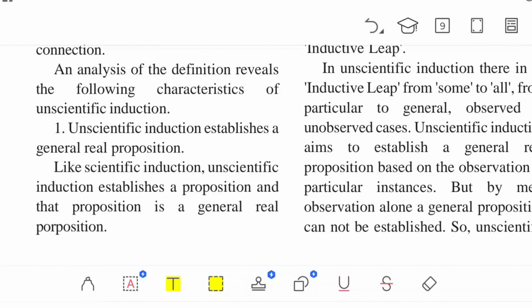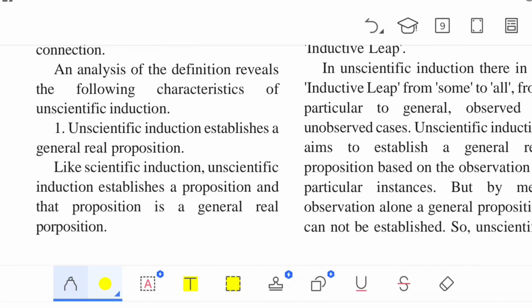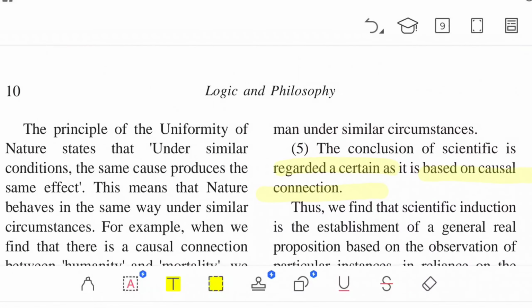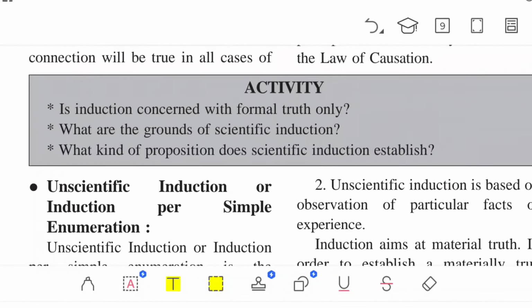And if we look at its characteristics, then unscientific induction establishes a general real proposition. Since both scientific and unscientific induction are types of induction proper, these two will try to establish a general real proposition. ঠিক আছে, general proposition এটা, real proposition এটা establish কৰিবলৈ try কৰিব. General to হ'বই লাগিব, হয়নে নহয়?